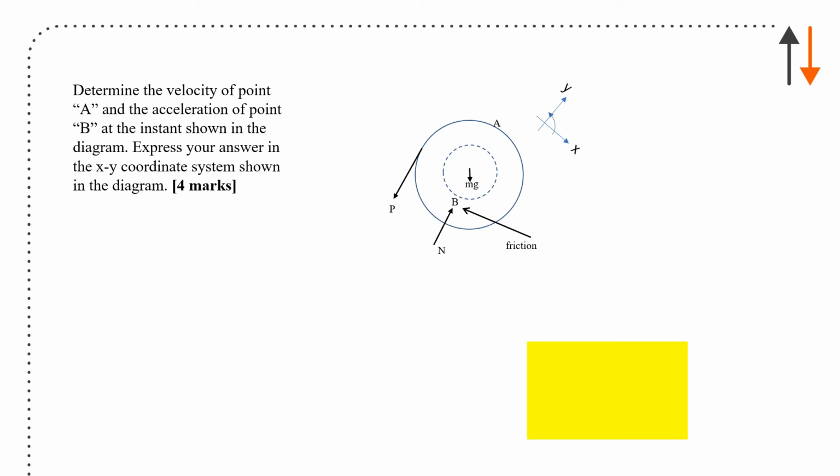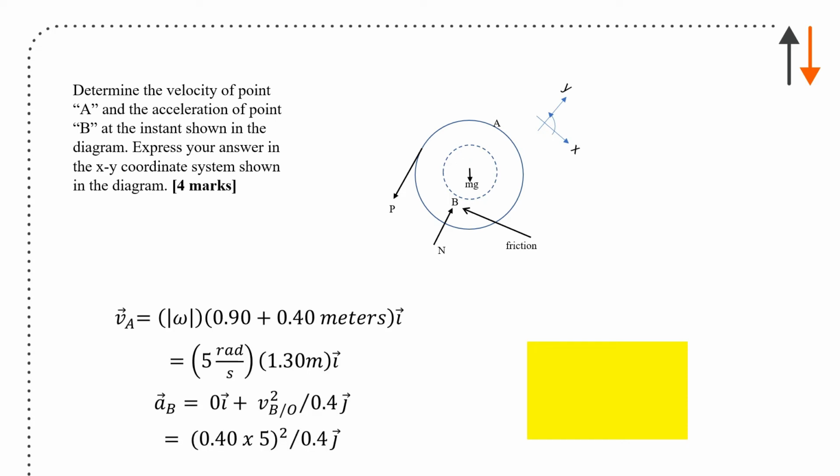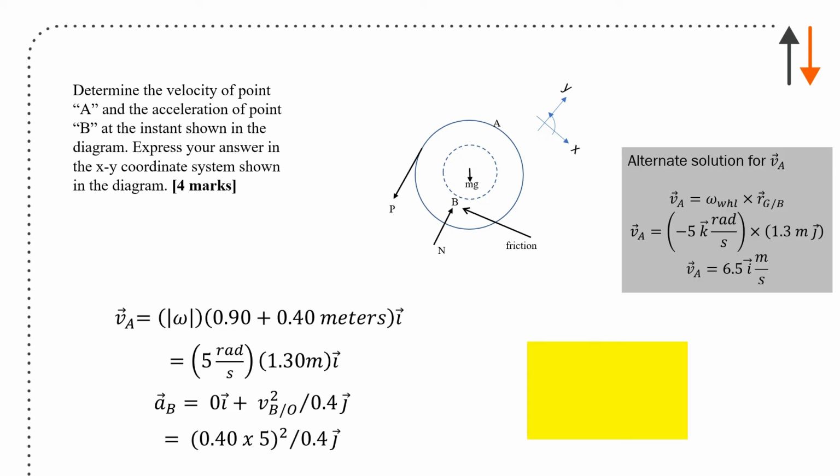Determine the velocity of point A and the acceleration of B, and express your answer in the xy coordinates as shown. You can do that by just calculating the velocity of A from 5 rad/s and 1.3 meters, and the acceleration of B is just going to be the normal acceleration, and you can calculate that and get all of the information.